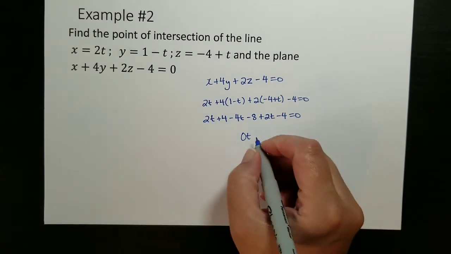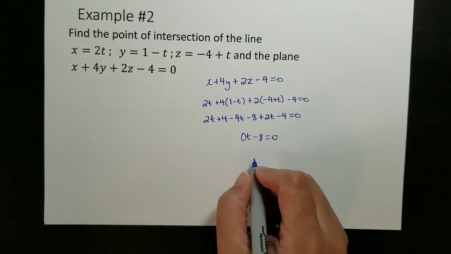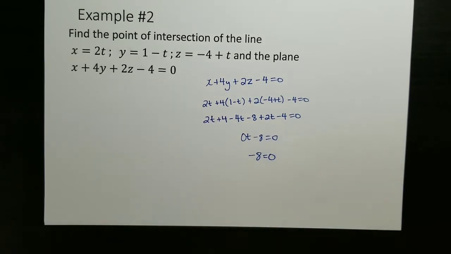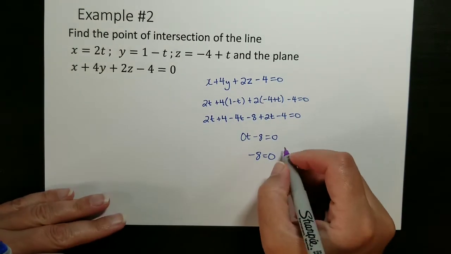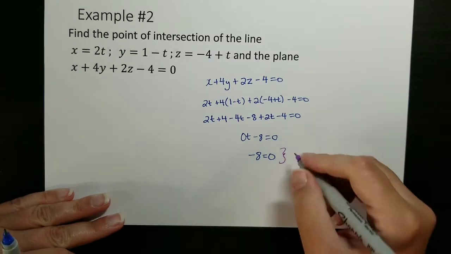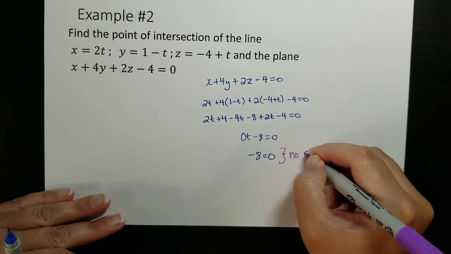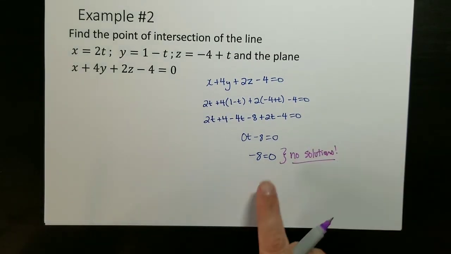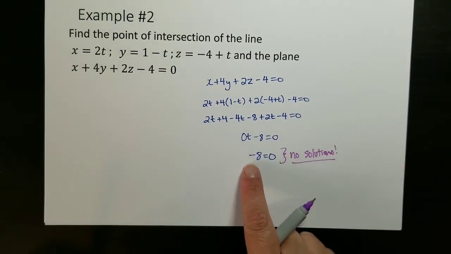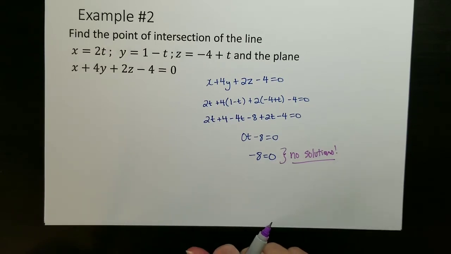Minus 4 more is minus 8 equals 0. So I come up with negative 8 equals 0, and I have no t's to solve for. So which of the 3 cases do you feel like this might be? Negative 8 really never equals 0. So this tells us that there are no solutions. There's no solutions, no values of t where negative 8 will equal 0.